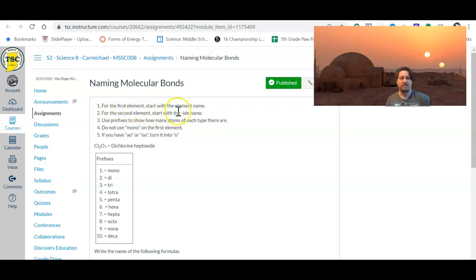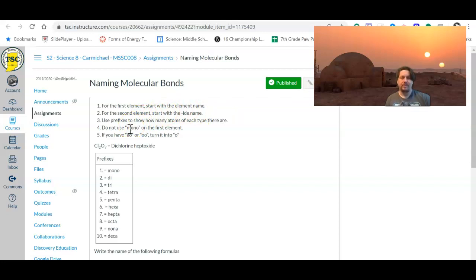For the first element, you start with its element name. So, for instance, water, H2O. We would start with the element's name, hydrogen. For the second name, you use the IDE name, so hydrogen oxide. Then we're going to use prefixes to show how many atoms of each type there are. Do not use mono if the first element only has one.